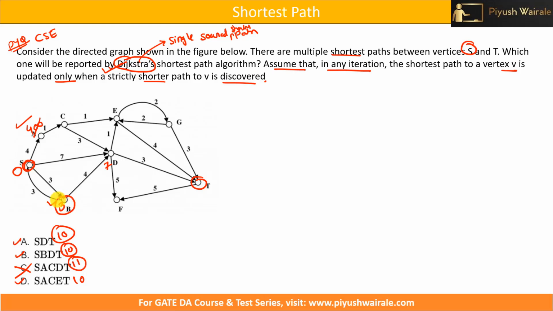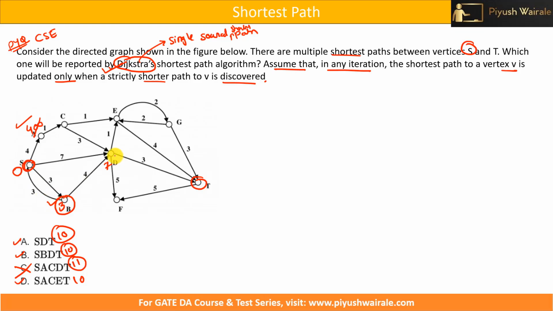I can only go to D or I can go to A. But if I go to A, here it is already a 0. So if I go to 0, it will take 3. So is 3 less than 0? No, that is not true. So we are not going to update this.